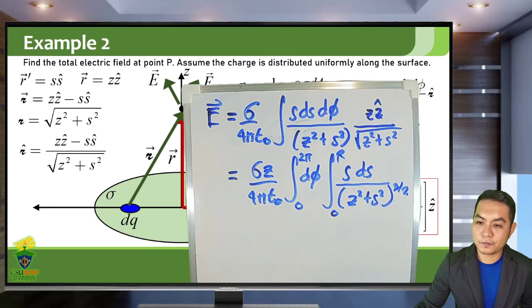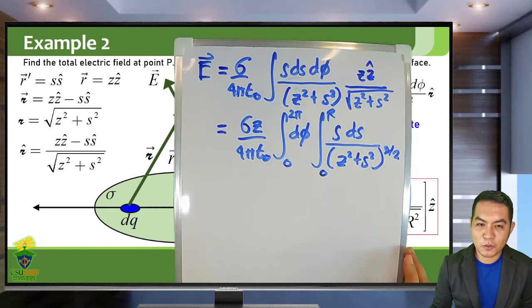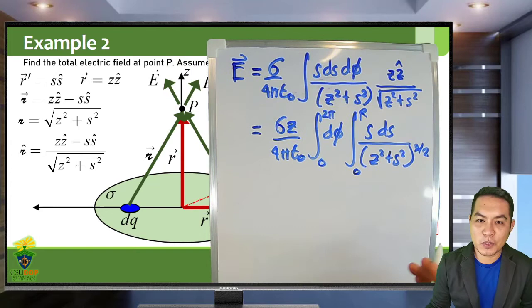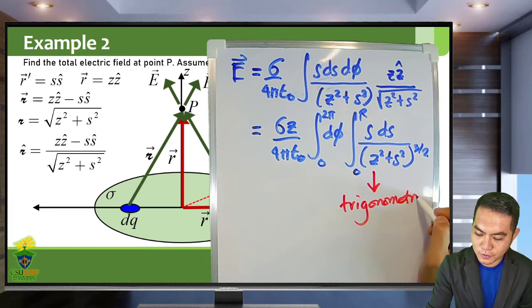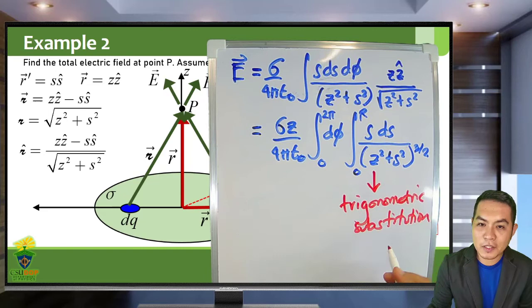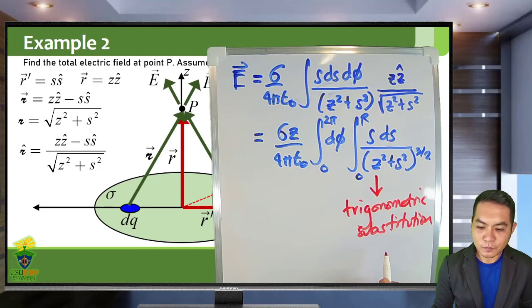So since I have already shown you the solution in the previous problem where we used trigonometric substitution, it's similar here. So for this integral, you still will use trigonometric substitution. So just follow the steps in the technique called trigonometric substitution, so that your final answer will look like this.